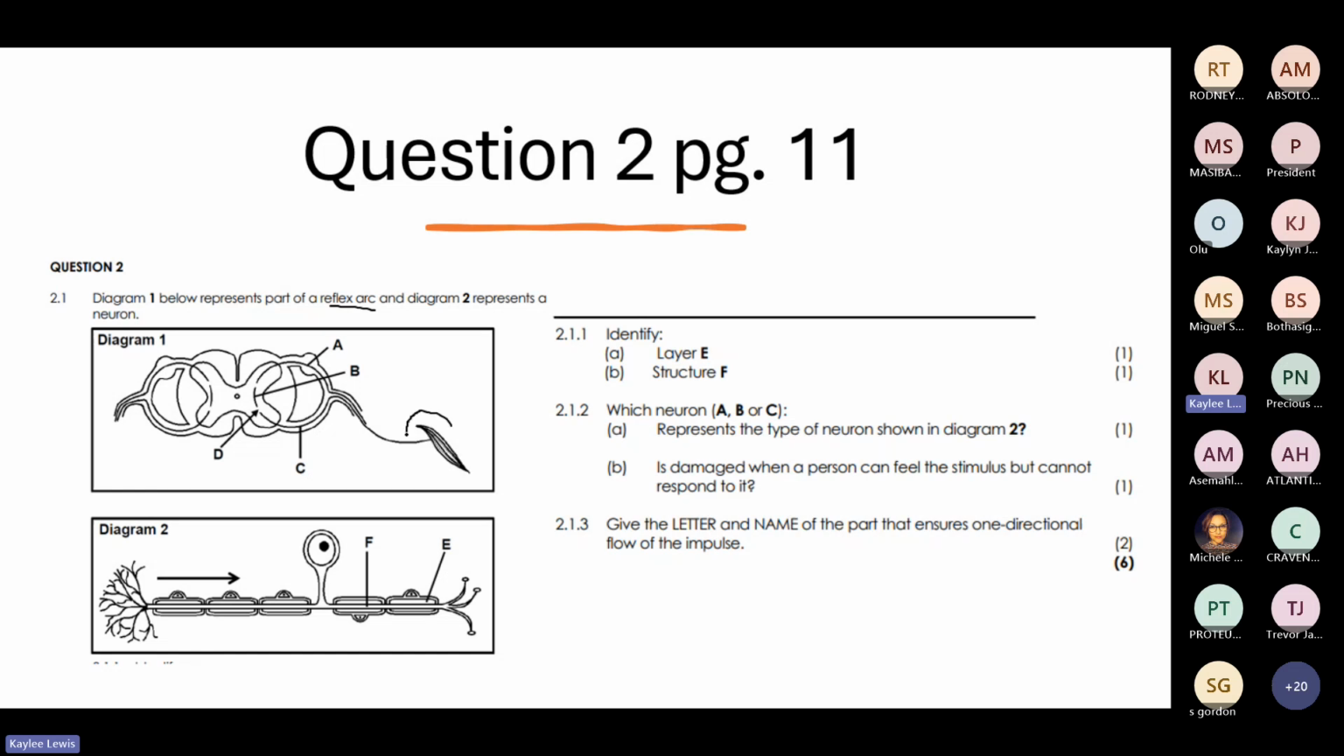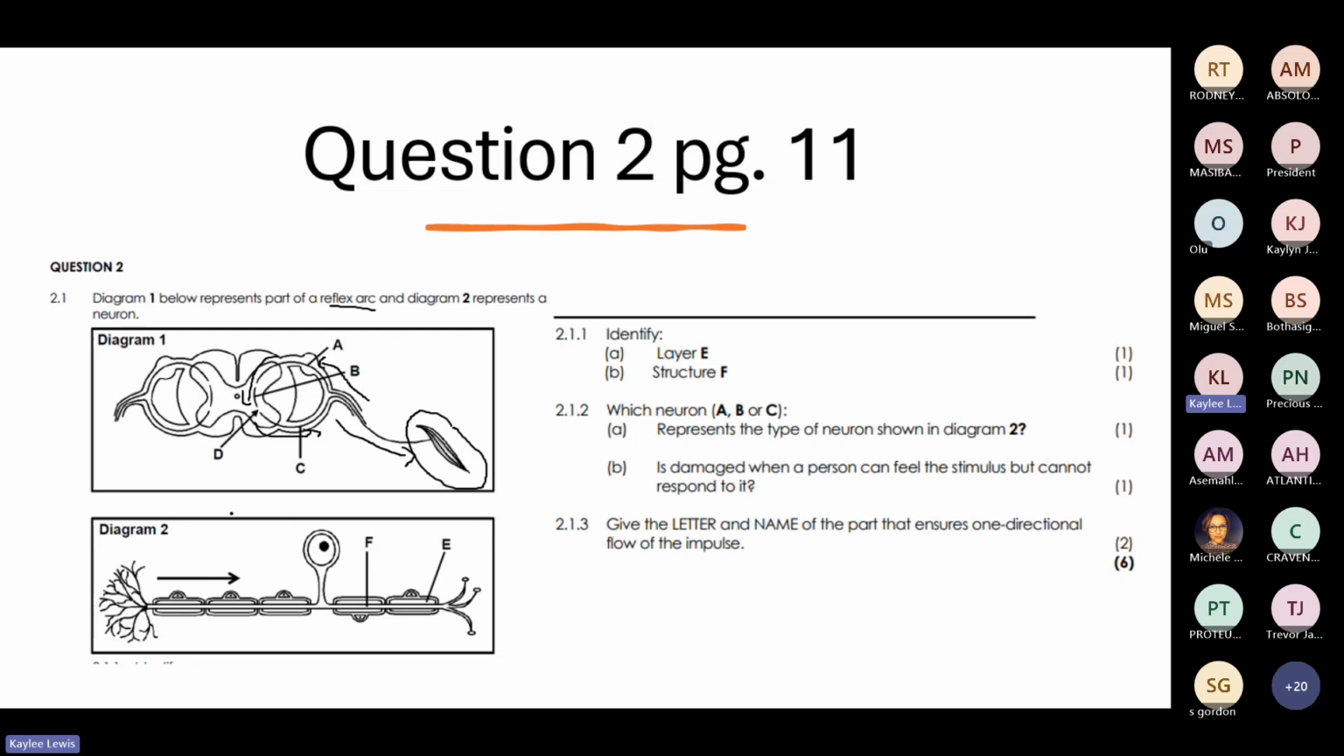I can see this structure over here is an effector, which means it's a muscle. So I know that that is the ending point of a reflex arc. So the impulses are going to come and end over there. In other words, my impulses are going to go in this way. It's going to go down and then it's going to come out the spinal cord and go to the effector. So that's what I could tell with this one.